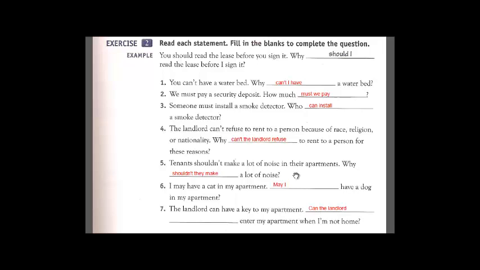Number 5: Tenants shouldn't make a lot of noise in their apartments. Why shouldn't they make a lot of noise? Number 6: I may have a cat in my apartment. May I have a dog in my apartment? Number 7: The landlord can have a key to my apartment. Can the landlord enter my apartment when I'm not home?